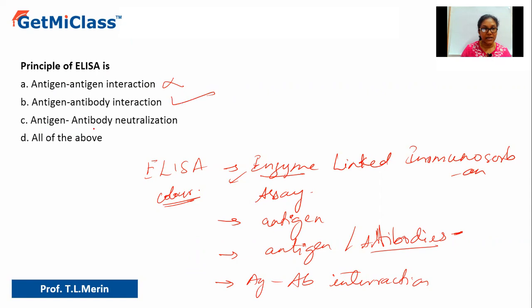Option B says antigen-antibody neutralization. So we are not talking about neutralization. We are talking about detection. Neutralization is a process where we try to complex this antigen with the antibody, and we try to neutralize the effect of antigen. But here we are not trying to neutralize the effect. We are trying to detect the presence of a particular antigen. Okay, so either directly or indirectly. So option D says all of the above, which is incorrect.